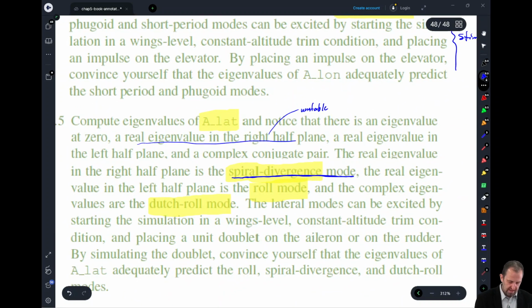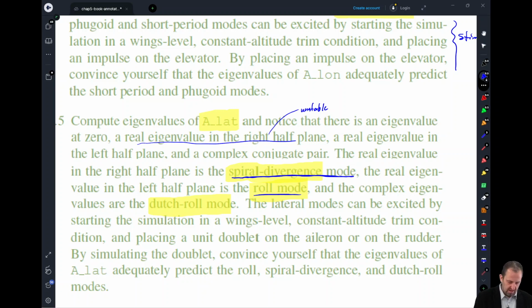Okay, and then the real eigenvalue in the left half plane is the roll mode. Since it's in the left half plane, if we excite it, it'll go back to 0. So it's a stable mode.